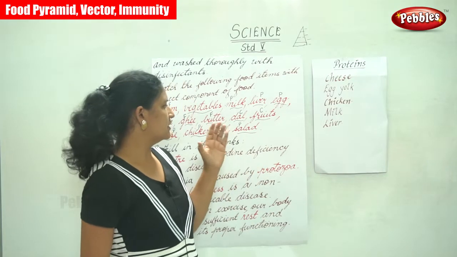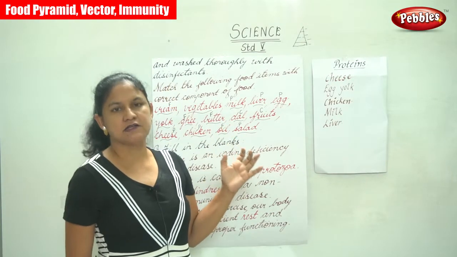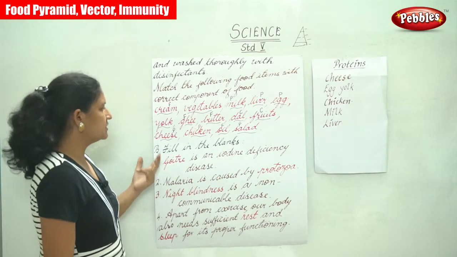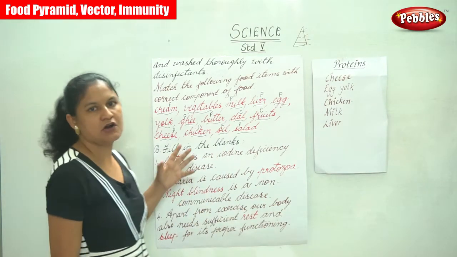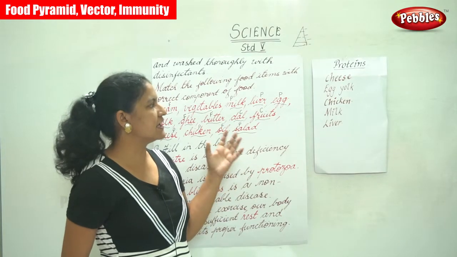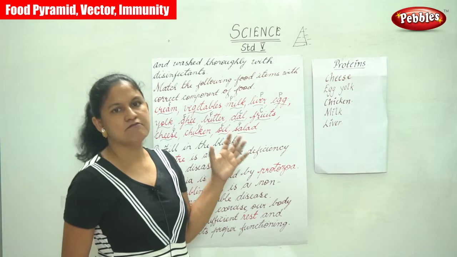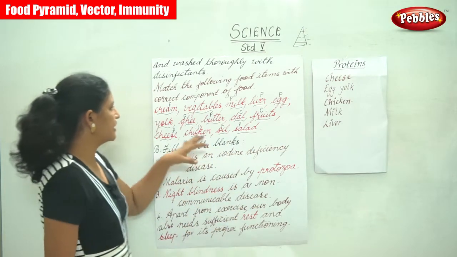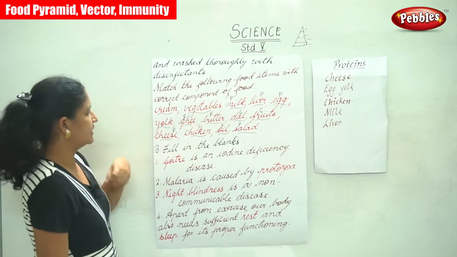So fruits and dal are rich in carbohydrates. Ghee, butter, oil and cream are all rich in the component fat. And cheese, egg yolk, chicken, milk and liver are all rich in proteins. So we have matched the following items.